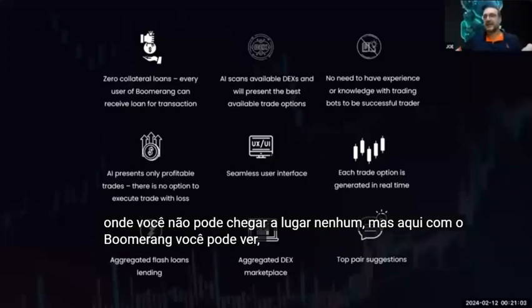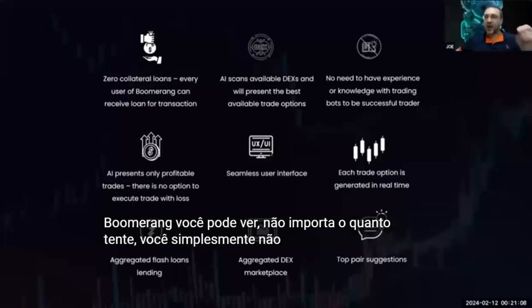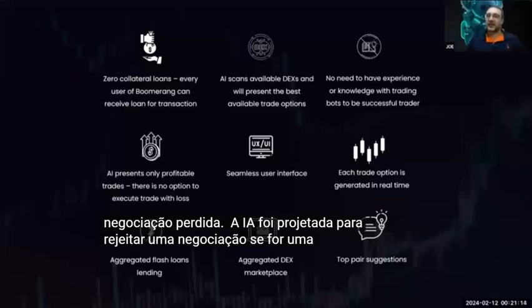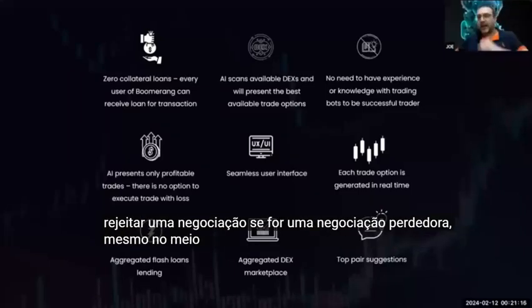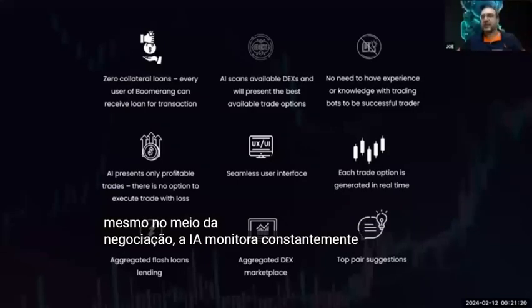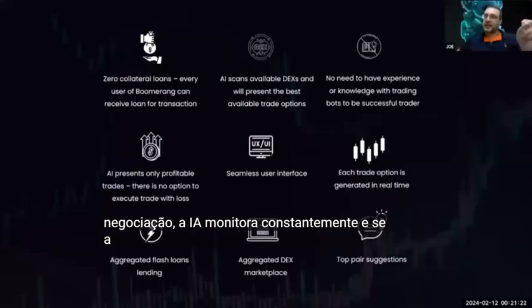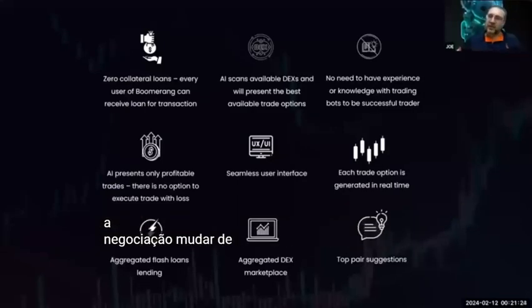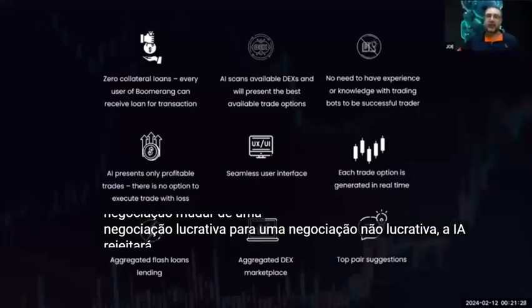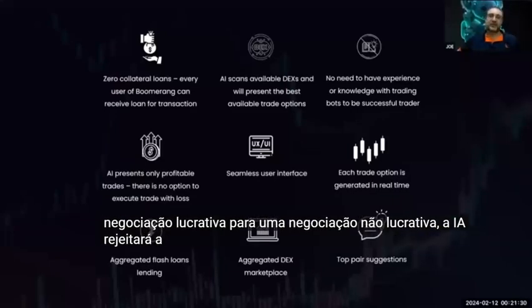You can see no matter how much you try, you simply cannot execute a losing trade. The AI is designed to reject a trade if it's a losing trade, even midway through the trade. The AI constantly monitors, and if the trade changes from being a profitable trade to a non-profitable trade, the AI will reject the transaction.